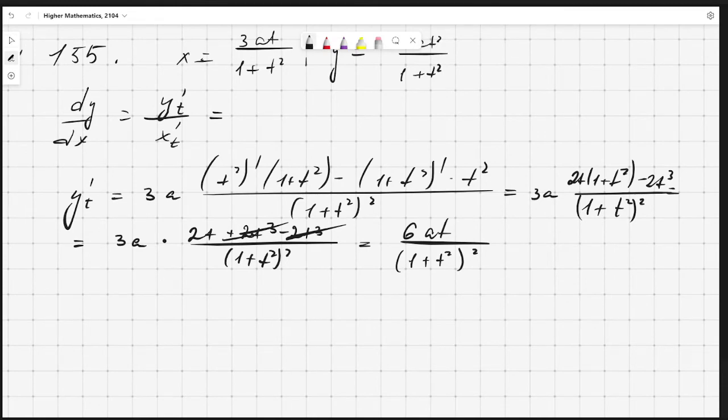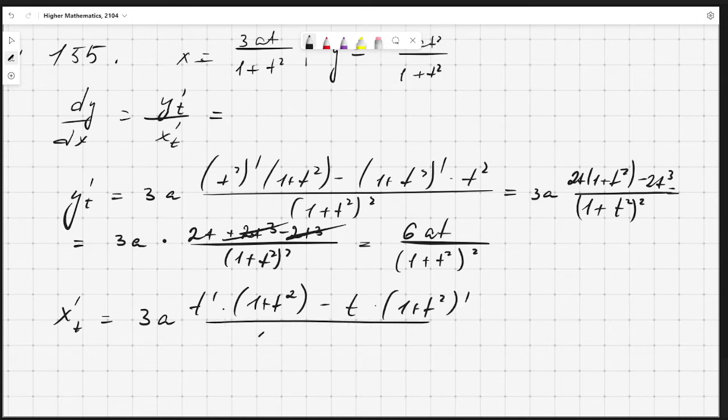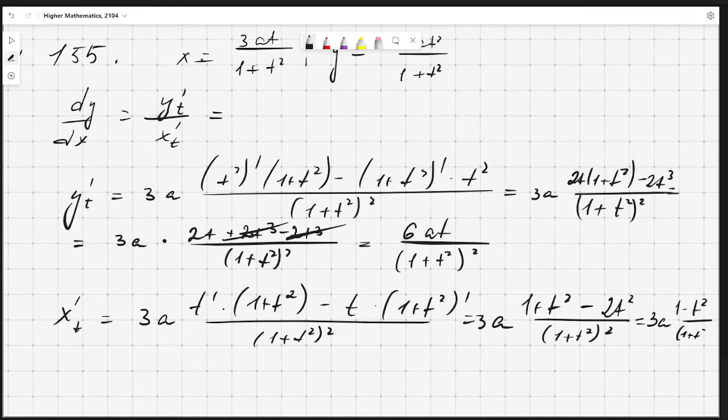Find x prime with respect to t: 3a times t prime times 1 plus t squared minus t times 1 plus t squared prime over 1 plus t squared squared equals 3a times t prime is 1, 1 plus t squared minus t times 2t over 1 plus t squared squared, or 3a times 1 minus t squared over 1 plus t squared squared.